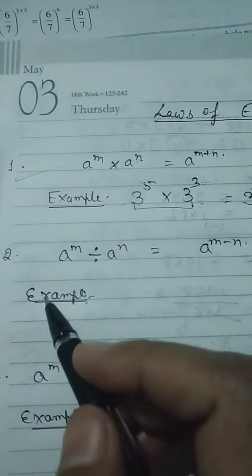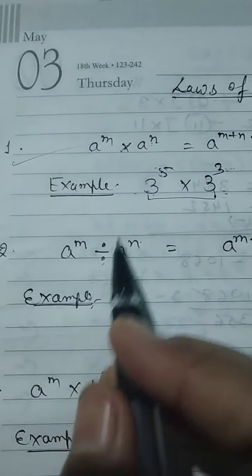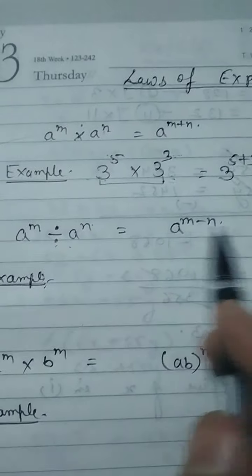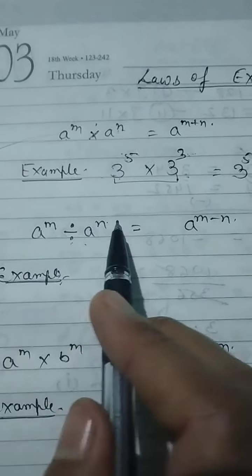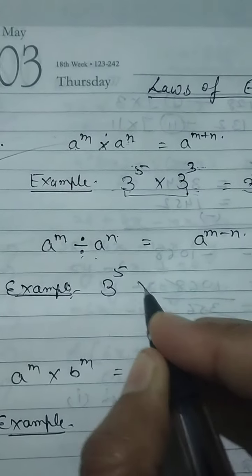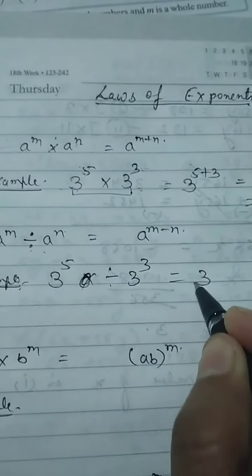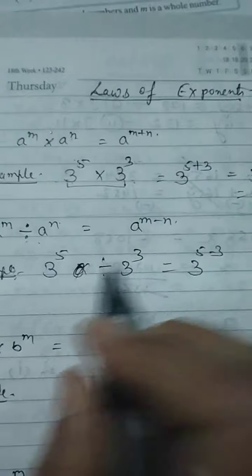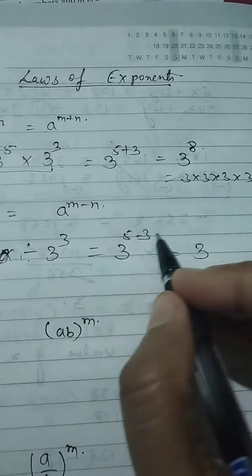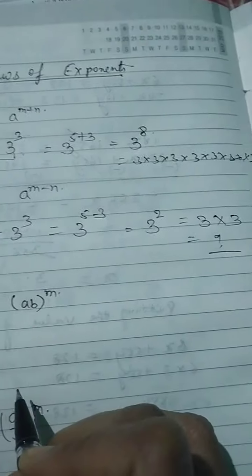Okay. The next law is whenever the base are same and power is different but it is in divide. This was in multiply, but this is in divide. In this case, we will subtract the power. Base to the power difference of this two power, m minus n. For example, suppose 3 to the power 5 divided by 3 to the power 3. Same example I am taking. It will be equal to what? 3 to the power 5 minus 3. In the divide case, you have to subtract. Okay? Then it will be equal to 3 to the power 5 minus 3, 2. So 3 square, so 3 into 3, that will be equal to 9.